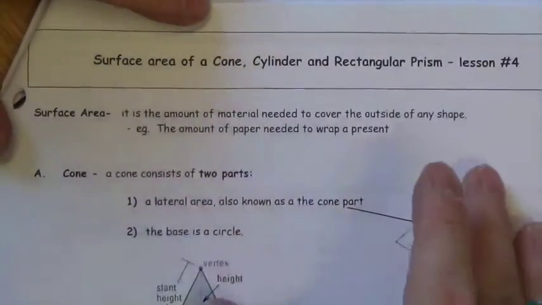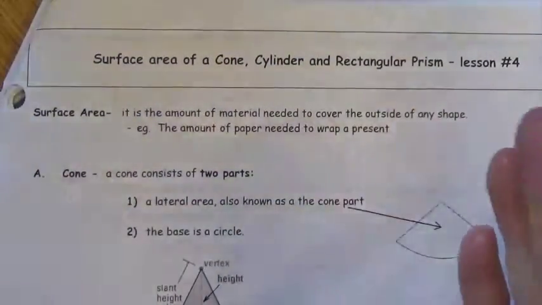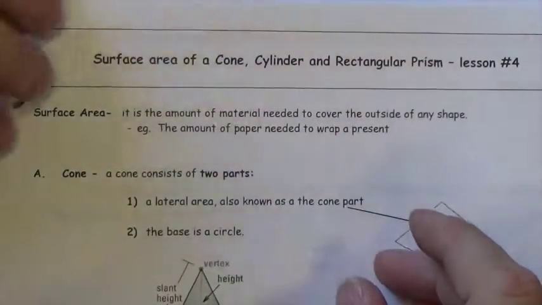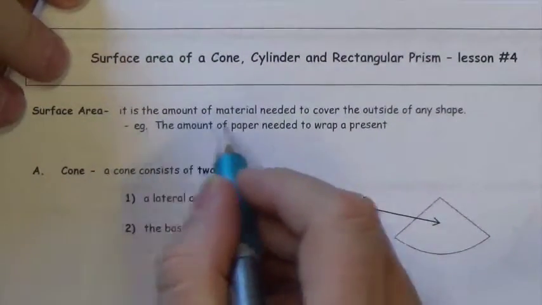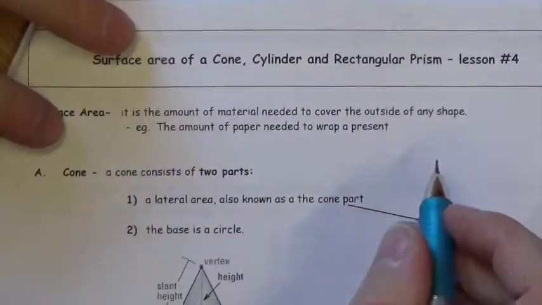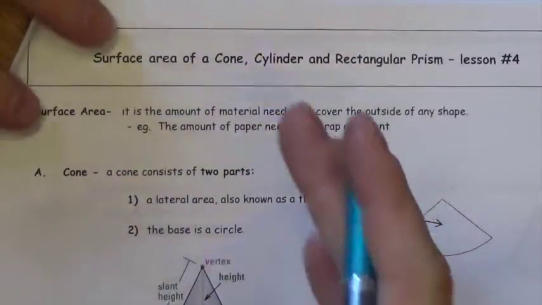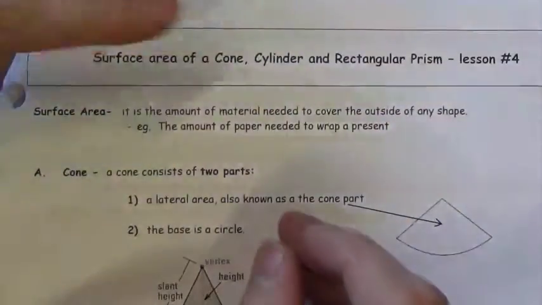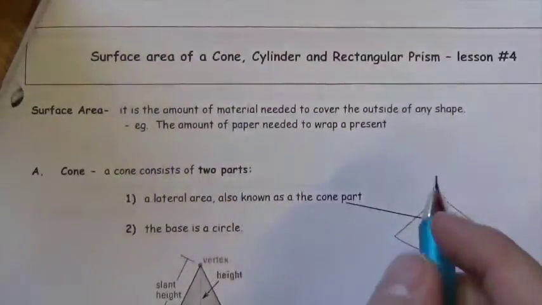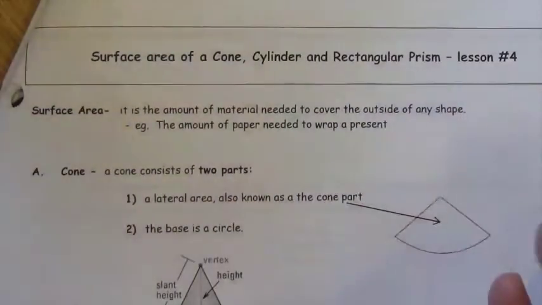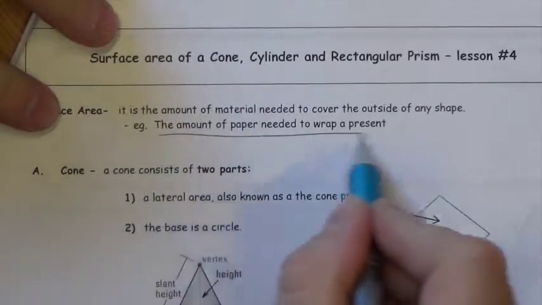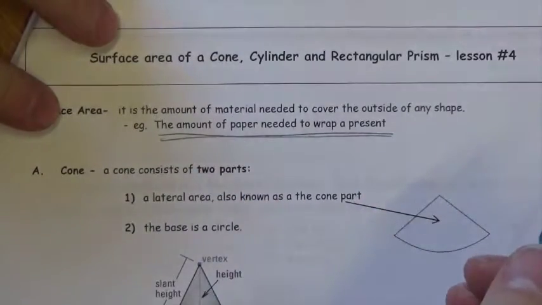Okay, so now we're going to take a look at cones, cylinders, and rectangular prisms. We're going to find the surface area in particular. Surface area is the amount of material needed to cover the outside of any shape. So it's that two-dimensional measure, the part that you can touch, right? I'm sure most of you are fairly comfortable with that idea of area. Another way of thinking about it is the amount of paper needed to wrap a present. That's actually a really good way of thinking about that.